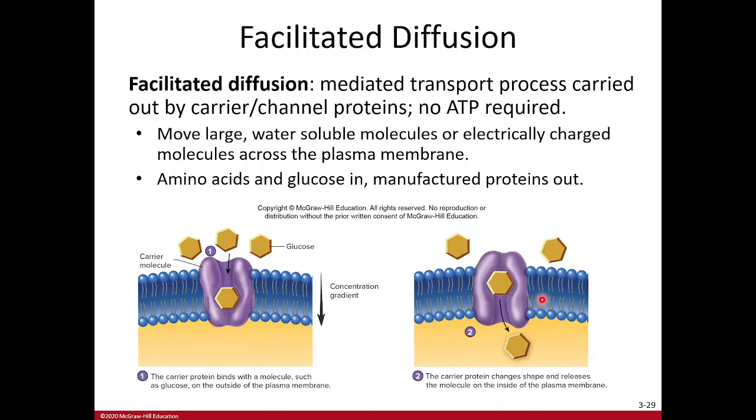Now, the other form of transport that we have is facilitated diffusion. You will still move molecules, but in this case, the molecules have to be transported by a carrier. And since these carrier proteins have a specific three-dimensional shape, only the molecule that has that complementary shape can be transported through these channels. And in facilitated diffusion, you don't require energy or ATP.